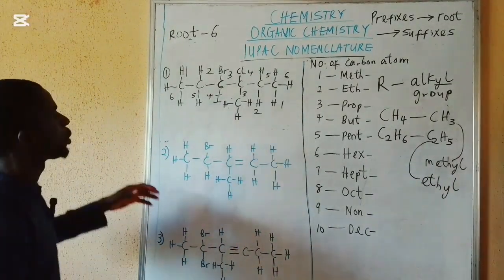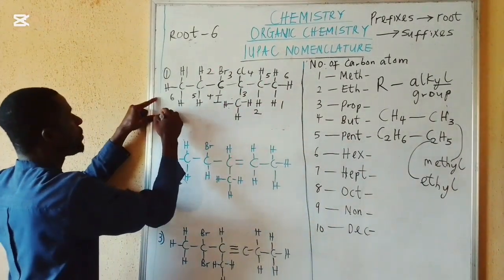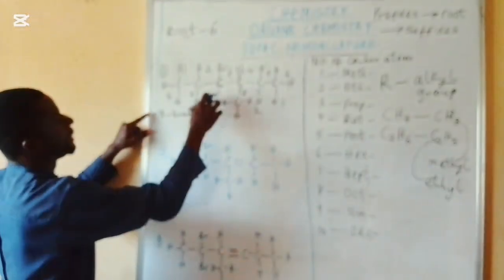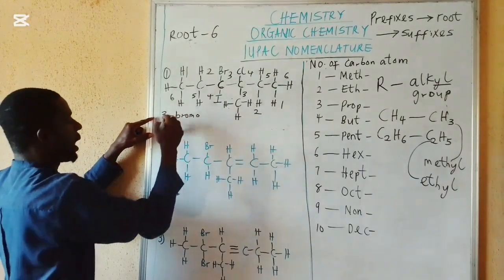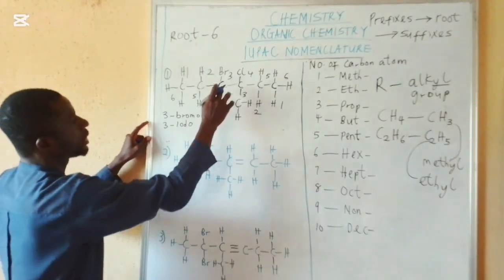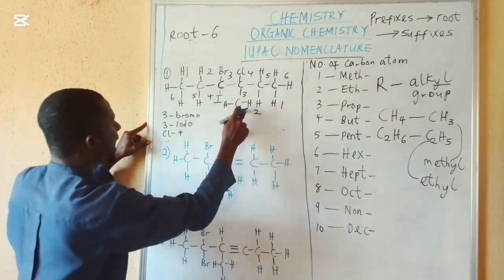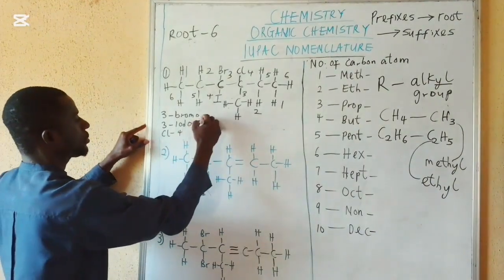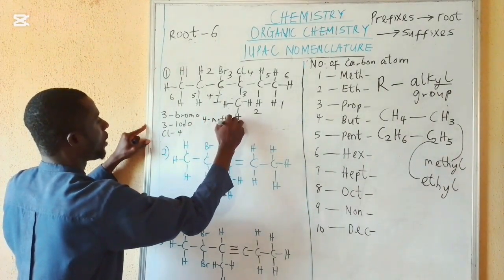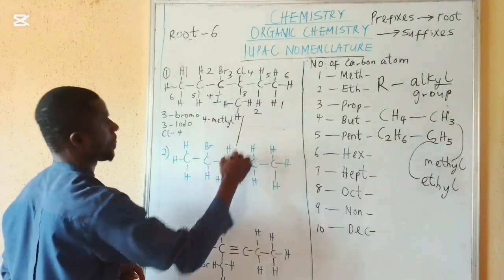So now let's look at it together. If you number this way, the bromine will be on carbon 3. The iodine will also be on carbon 3. Here, our chlorine will be on carbon 4, and our methyl will also be on carbon 4.